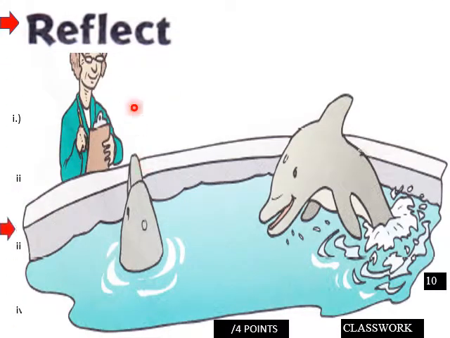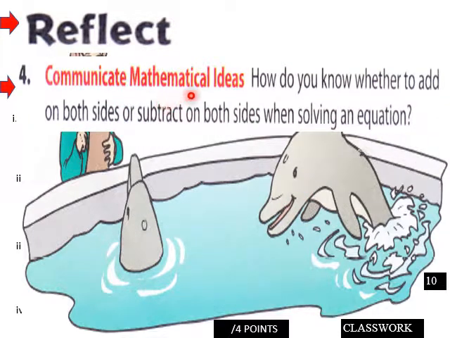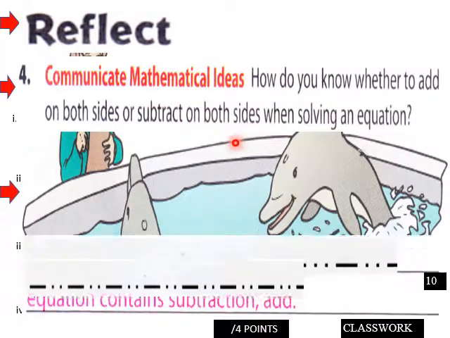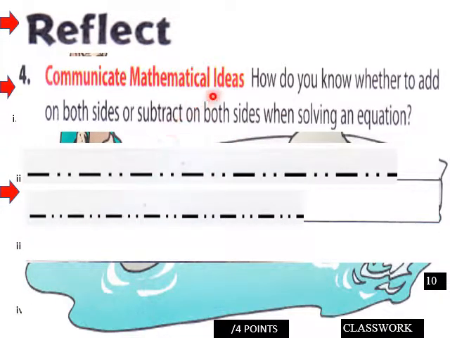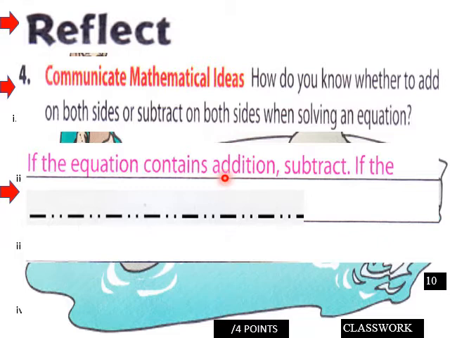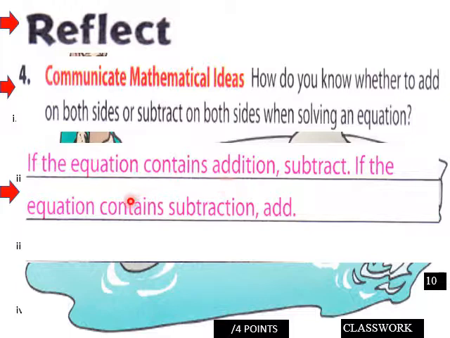Okay, moving into another reflect page. Communicate mathematical ideas. How do you know whether to add or subtract on both sides when solving an equation? If the equation contains addition, subtract. If the equation contains subtraction, add. So that's how you know. You just do the inverse, or the reverse, of whatever is added to your variable. Then you'll isolate your variable, and then you can solve for your variable.